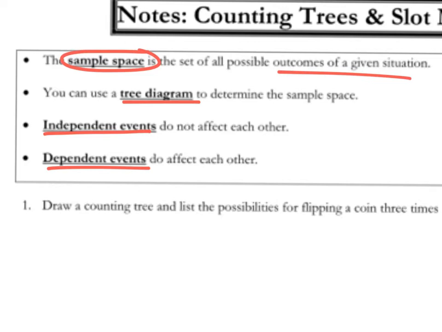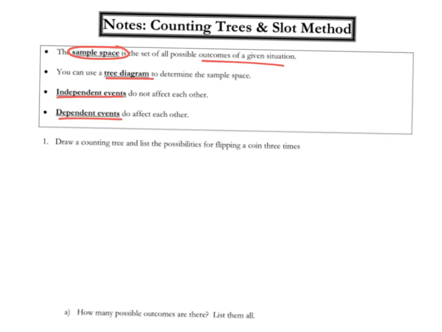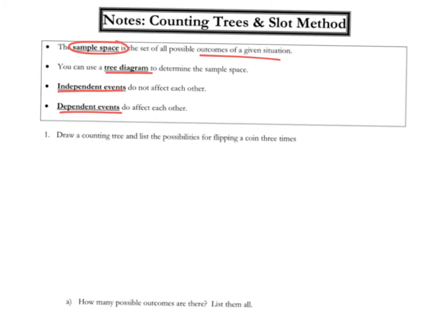Dependent events are quite the opposite. They do affect each other. For example, if I have a deck of cards, and I draw two cards, and my first draw was an ace, the probability of getting an ace again is going to be different, because one of the aces is already gone. Actually, the probability of getting any card after that is going to be different because one of the cards is out of the deck. So those are dependent events. They do affect each other. And those are our definitions for this section. They're all written out for you, which is super nice.